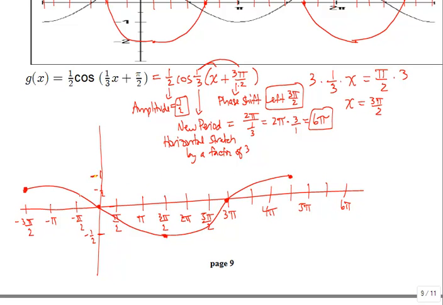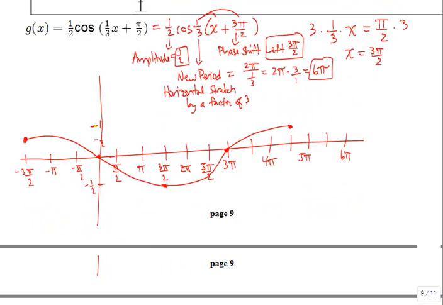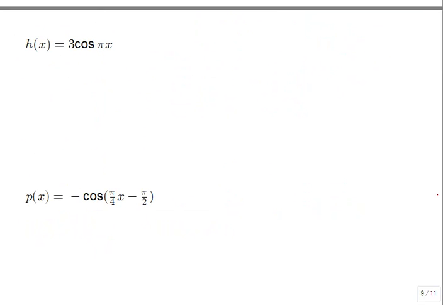Halfway in between those 2 points should be your min, and then halfway between your min and your maxes should be those 2 zeros. And then you can label your amplitude or your scale on your graph to be whatever your amplitude should be. We'll practice that a little bit more on the next example.